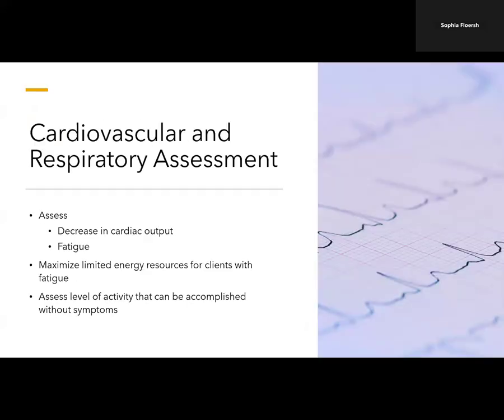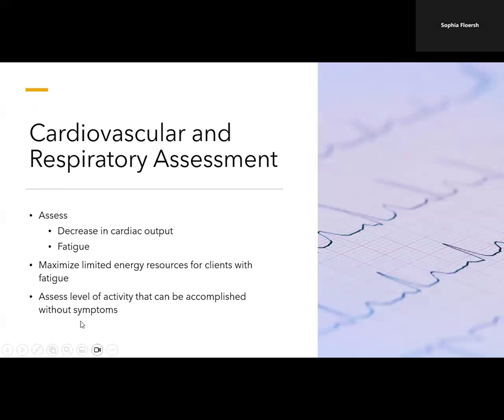Cardiovascular and respiratory assessment. Assess decrease in cardiac output, fatigue. So once again, you don't want to overexert your patient. Sometimes we get really eager when our patient is more enthusiastic, but you need to remember their actual pattern of fatigue. Just because they're having a good day doesn't mean you want to push them to no end. Maximize limited energy resources for patients with fatigue. When they're feeling good, push them a little, but don't push them too much. You want a consistent amount of activity.